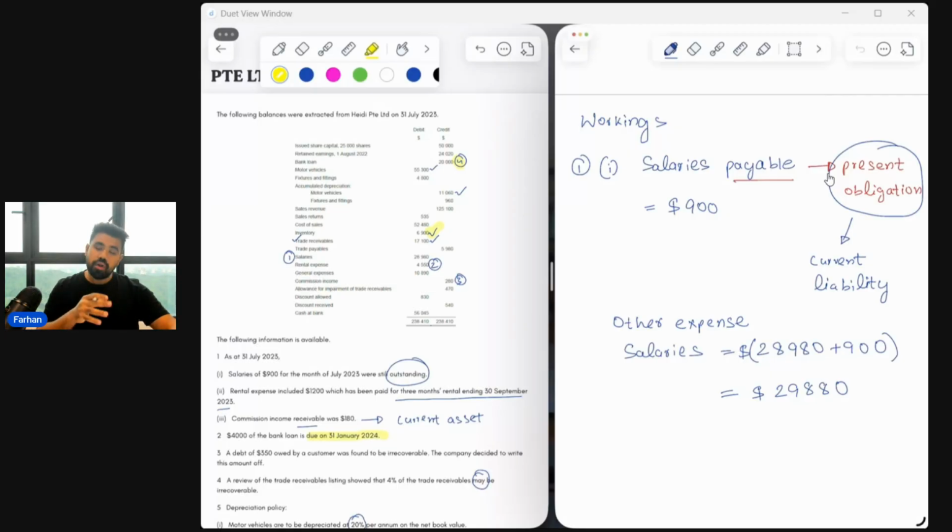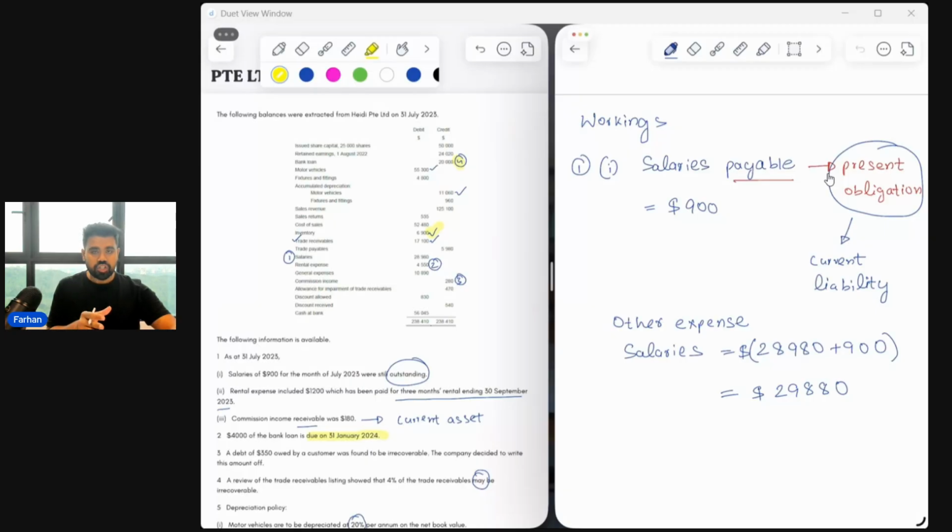Today we have got a practice question for the topic financial statements. In this question, you will mainly prepare the statement of financial performance and the statement of financial position, also known as the income statement and the balance sheet for a PTE limited company.